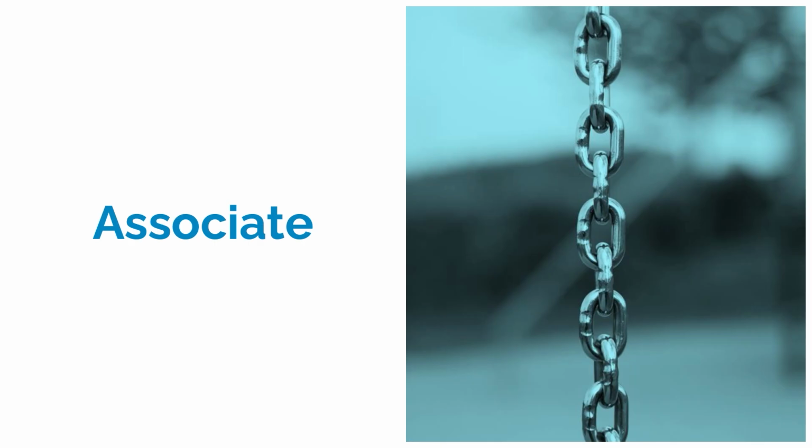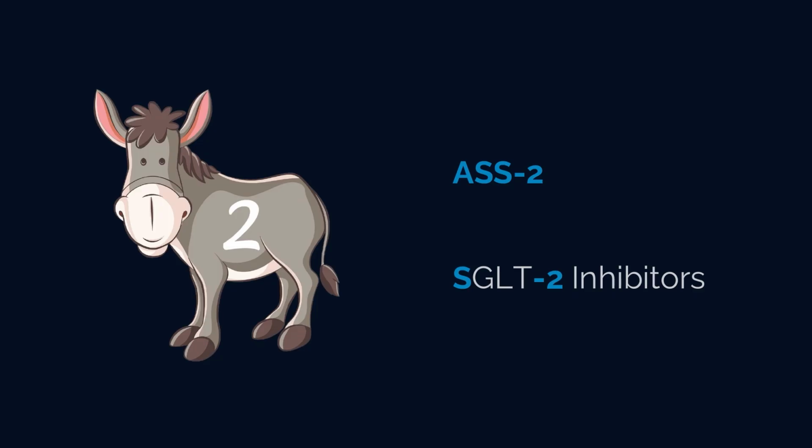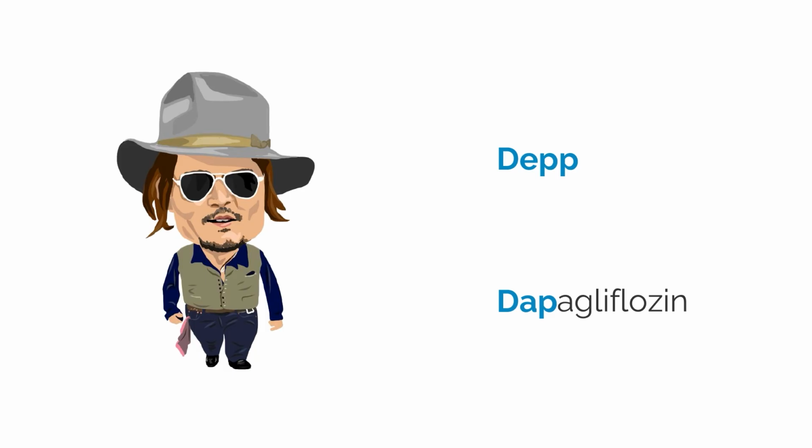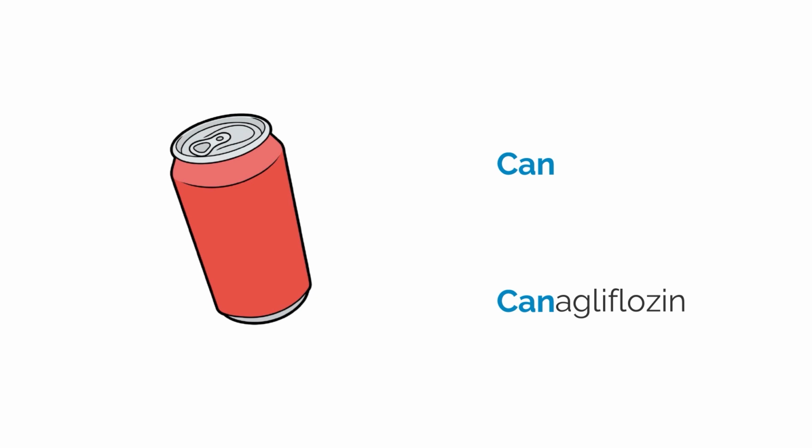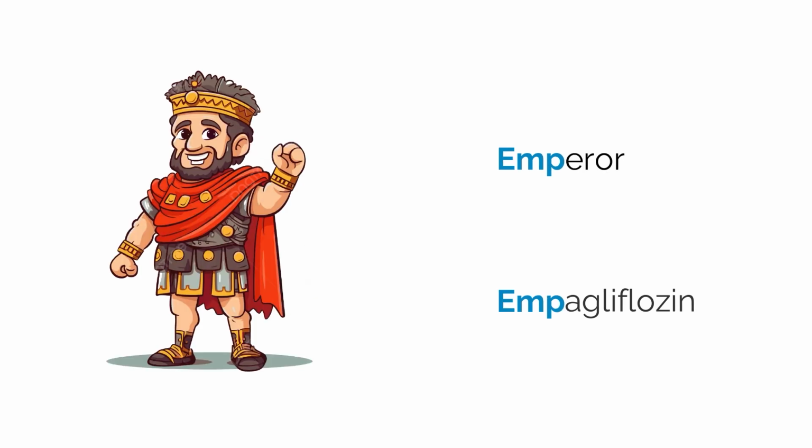Associate. Here we will associate the heading and drug names with common words. AS2 should remind you of SGLT2 inhibitors. DEP of Johnny Depp should remind you of dapagliflozin. CAN should remind you of canagliflozin. Emperor should remind you of empagliflozin.